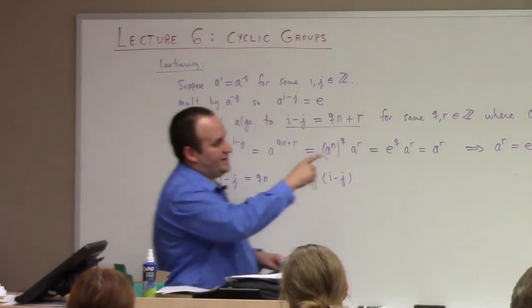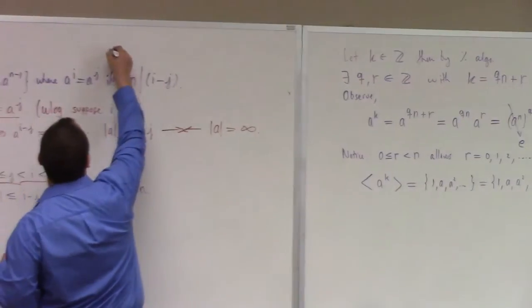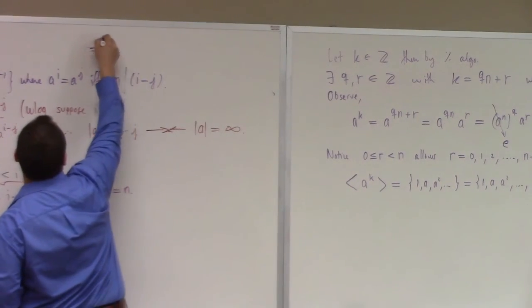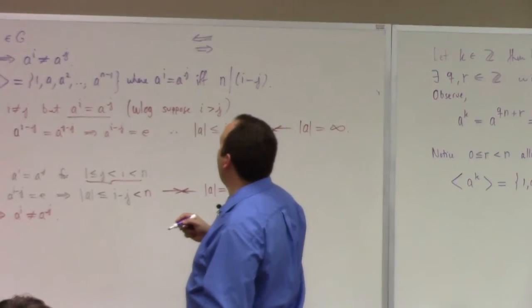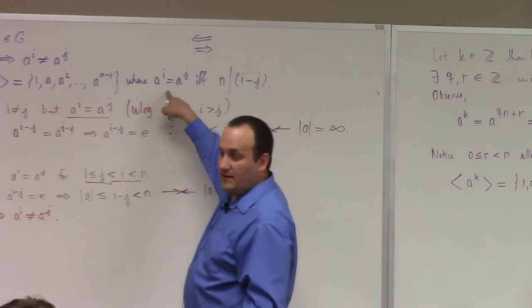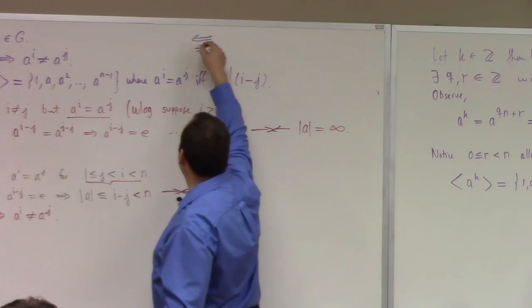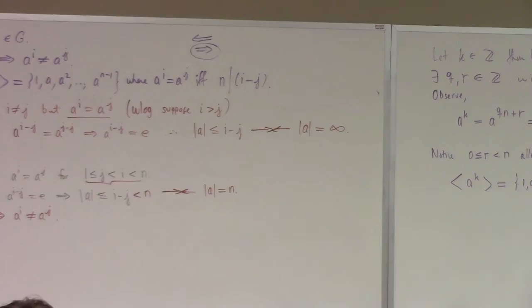So this is actually an if and only if, right? Which part of it have we taken care of? This part or this part? We assumed a sub i is equal to a sub j, right? And we proved that. So we've only done this part. It still remains to do the converse. The converse is actually easier.